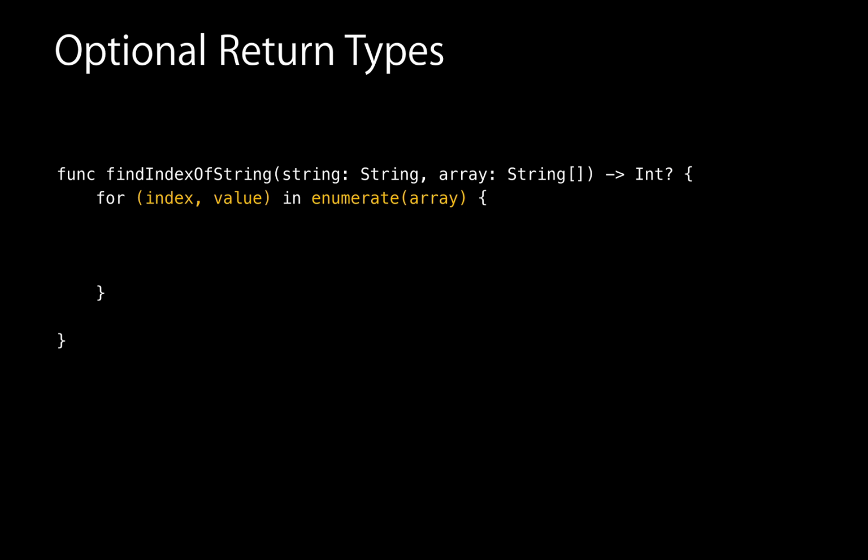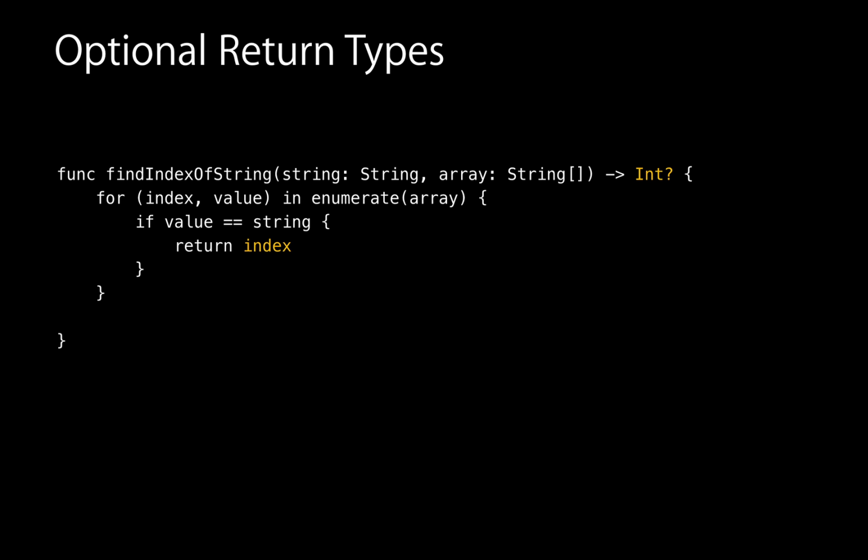The first thing we need to do is enumerate the array. Here we're using the enumerate method defined in the standard library, which enumerates through an array and returns, as a tuple, the index and the value of each element in the array. And we can use that in the for-in statement here and check to see if the string that we're looking for matches the value, and if so, simply return the integer.